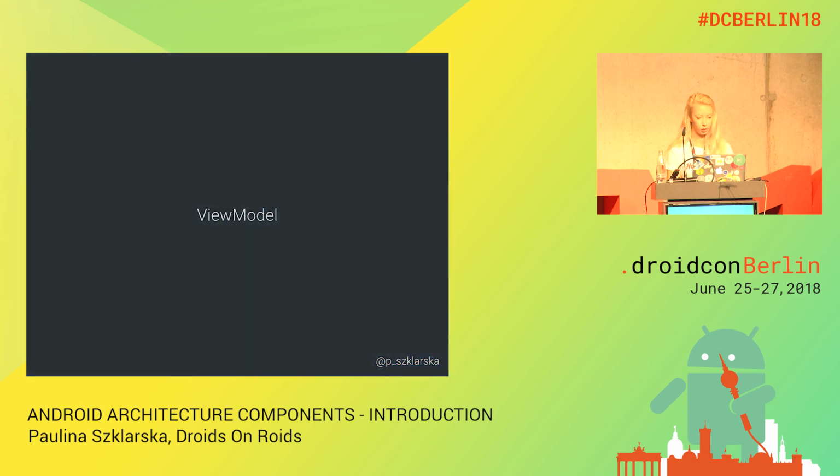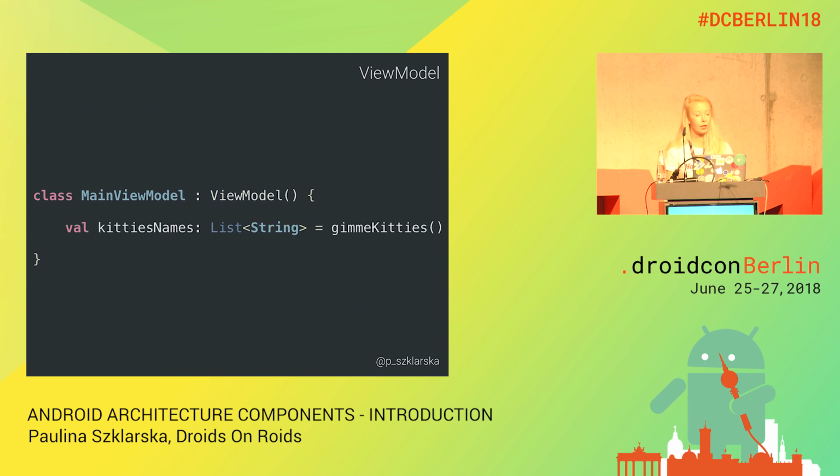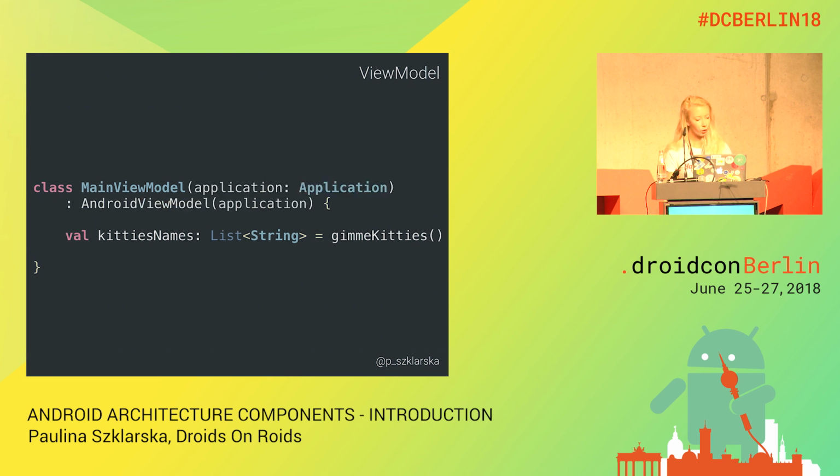Okay, so let's look at the code. To create a ViewModel, we just need to extend the ViewModel class, and that's pretty much all. Now we can store some data in this ViewModel class, for example, a list of strings. And we can, of course, have the context of the application in a ViewModel if we would like to. We can just extend the AndroidViewModel class.